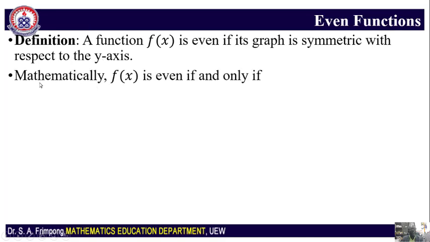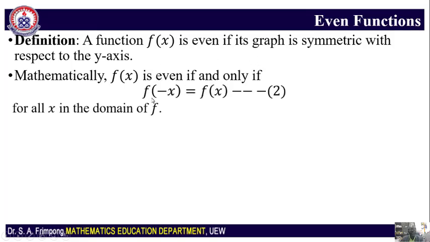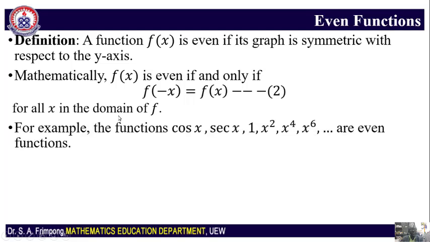Another way of saying it mathematically is that f of x is even if and only if f of negative x is still the same as f of x for all x in the domain of the function f. So when you compute a negative value of it, you still get the same answer as if you computed a positive value of it.